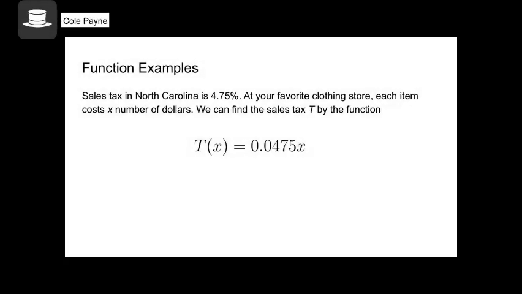Here would be an example of a function. Sales tax in North Carolina, that's 4.75%. So let's say you go to your favorite clothing store. Each item costs an X number of dollars. Then when we find the sales tax T, we can do that by using the function T of X is equal to 0.0475 times the number of dollars for the price of the shirt, or X.